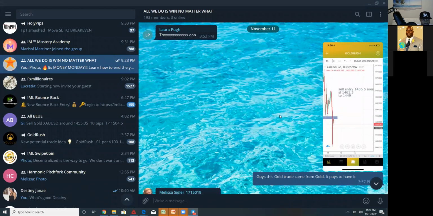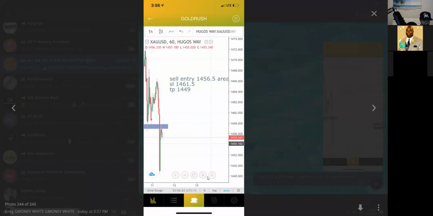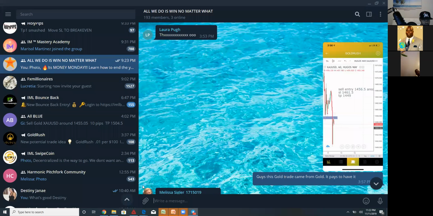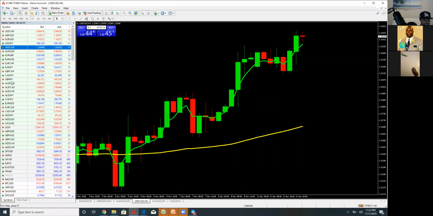But what I want to do is go right here and show you just earlier today. You guys can see it around like 357. I had a trade that came in from the Gold Cup, and I'm showing the group, hey guys, you should have the Gold Cup because it comes to your phone, it comes to your alerts, it hits my emails, and this came from Luke Longmire. Sell entry at 1456.5 area and the stop loss at 1461 and take profit at 1449. Even though it came through at 357, that trade did not become active until, let me double check. Let's look at the gold and then we'll be out of here.